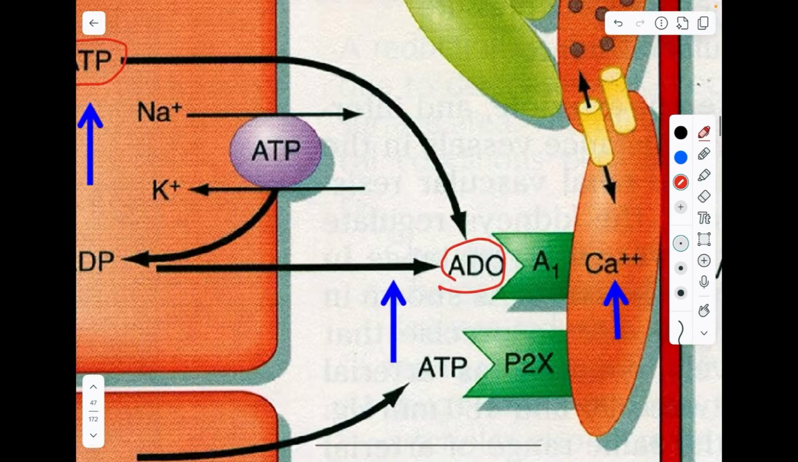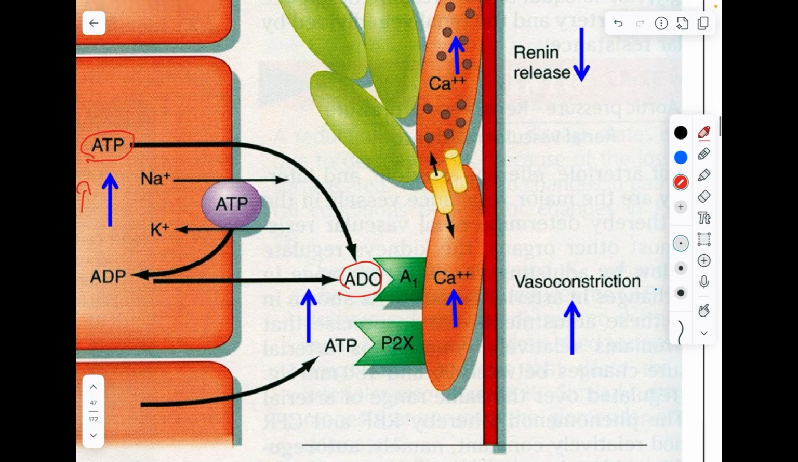When you increase both, the smooth muscle cells of the afferent arteriole will respond to that increase because they have certain receptors. They will take this adenosine and ATP and know, okay, there is something wrong.